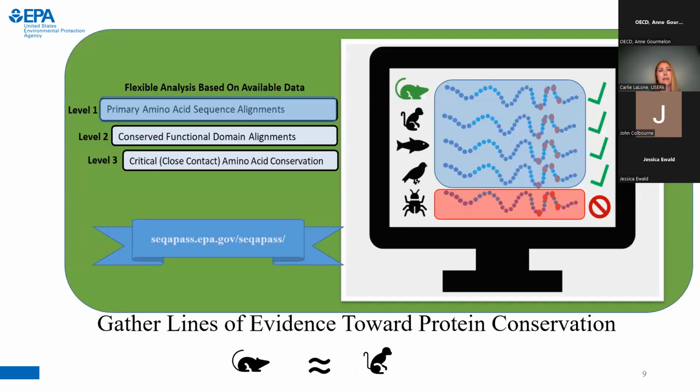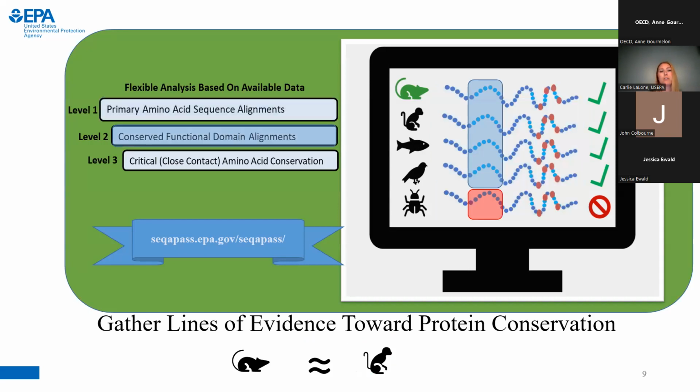So we designed the SeqAPASS tool to be very flexible in the analyses. There's 3 levels to the SeqAPASS tool, so you can be very strategic based on the information that exists on a particular chemical. So we can look at the full primary amino acid sequence, comparisons across species. If there's knowledge about functional domains, such as in a nuclear receptor, a ligand binding domain or a DNA binding domain, we can look specifically at those regions for conservation.